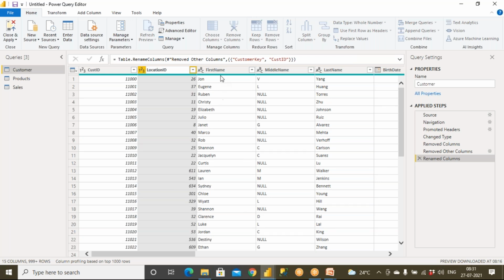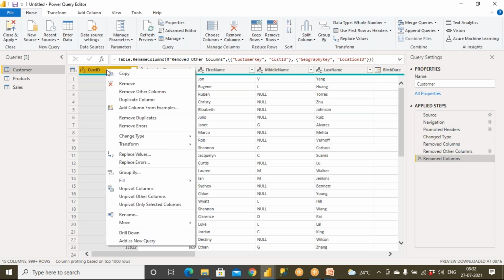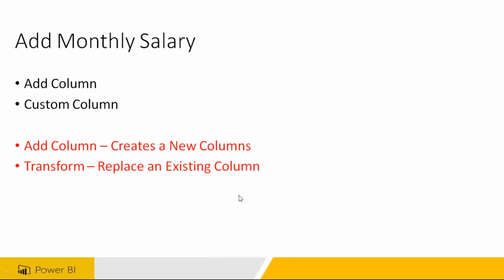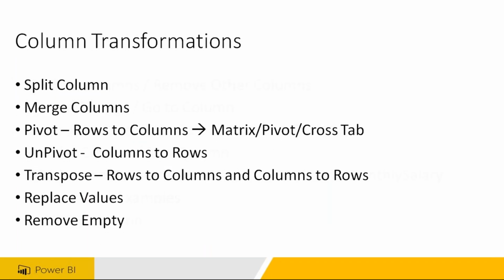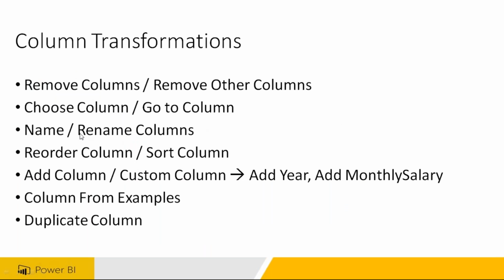Where is it coming from? So you don't like this. You can do whatever you wanted to do by right clicking on this, and you should be able to rename whatever you wanted to rename. So that can be done very, very easily. Clear? So that is the next option that we have: rename, reorder column, sort column.